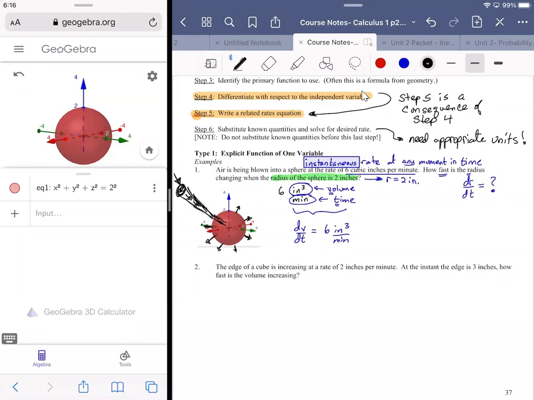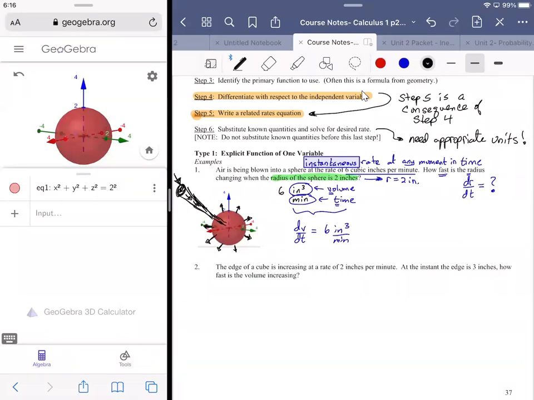However, they're giving us a sense of how the volume is changing. They're saying air is being blown into the sphere at the rate of 6 cubic inches per minute. It doesn't matter what form that air was in previously. It's still being blown in at a rate of 6 cubic inches per minute. The volume is volume no matter what the shape is. It could be in the shape of a cube, a sphere, or a pyramid. Volume is still cubic something per, if you're talking about a rate, per unit of time.